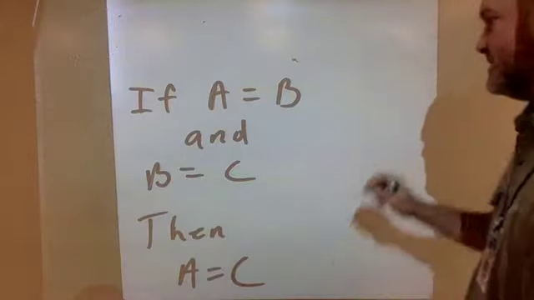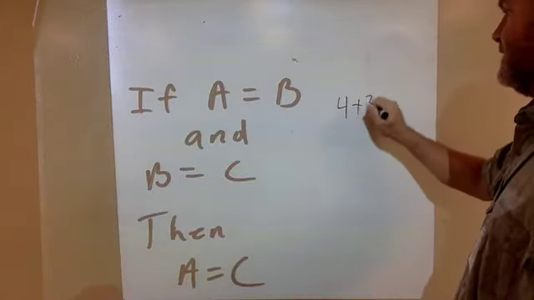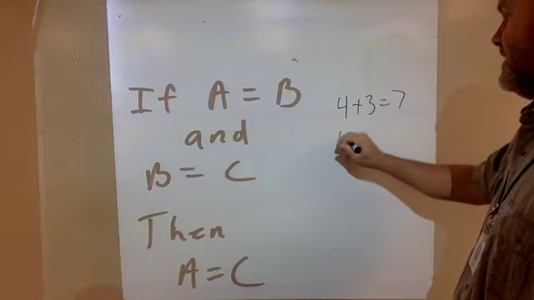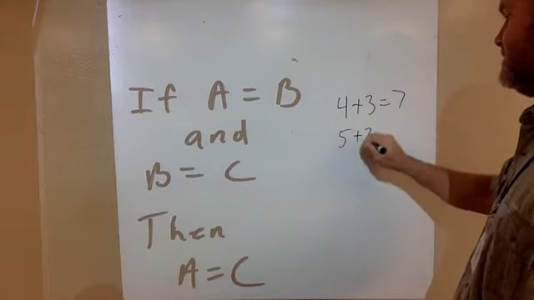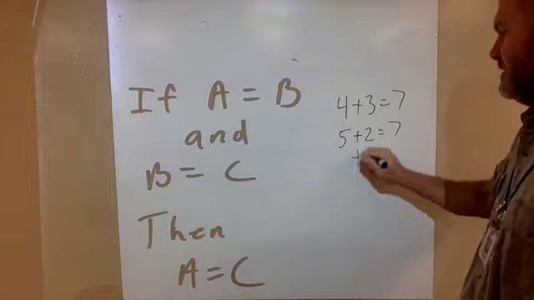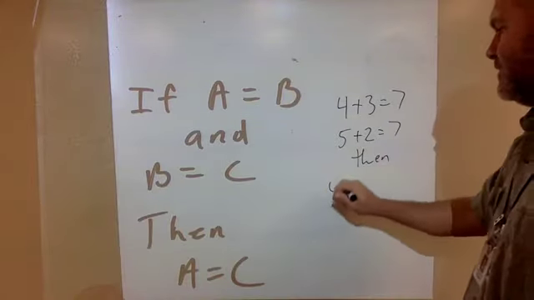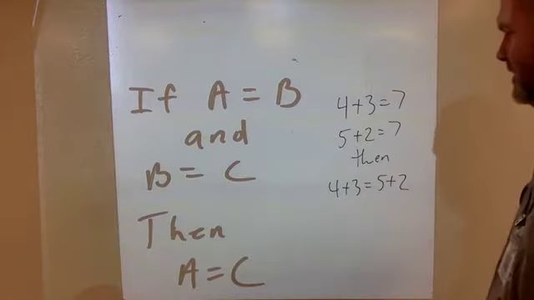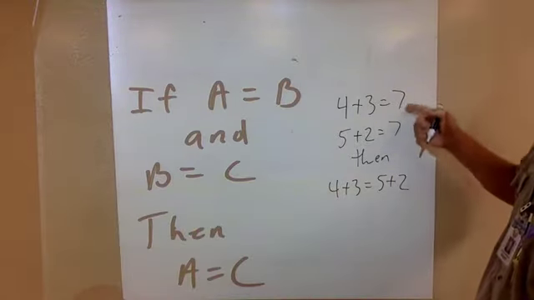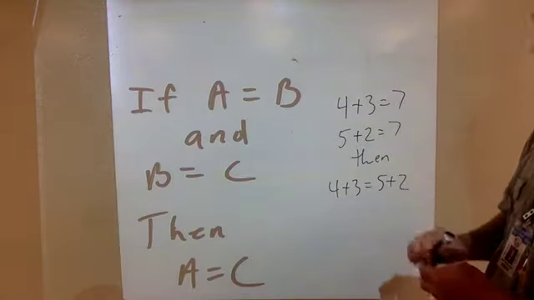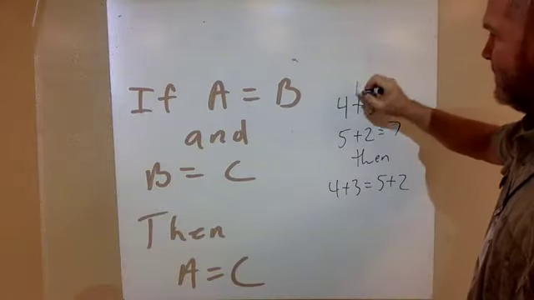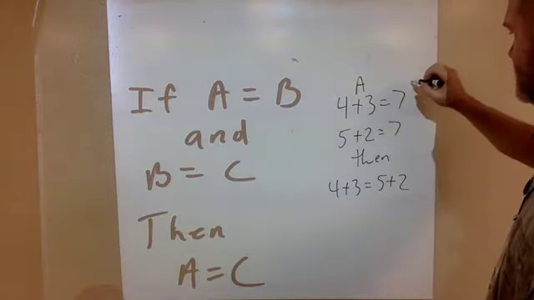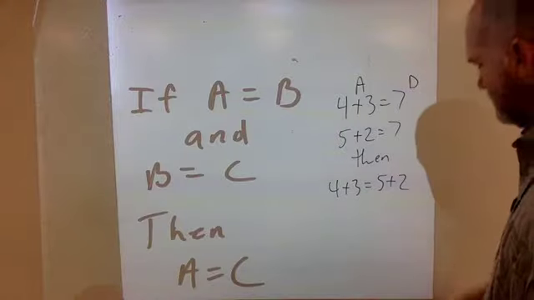For instance, if 4 plus 3 is equal to 7 and 5 plus 2 is equal to 7, then 4 plus 3 is equal to 5 plus 2. Since they're both equal to 7, they must be equal to each other. 4 plus 3, that would be your A. 7 would be your B, not a D.